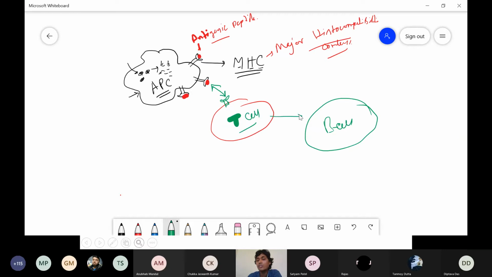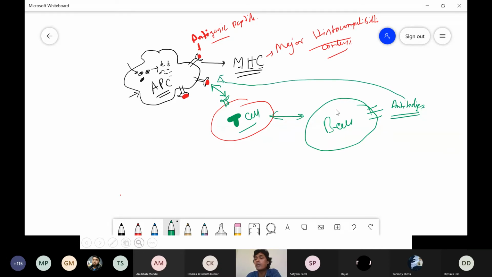One way, this T cell will give some signal to B cell to make antibody against this peptide. How? That is a very complex thing. I'm not going into those details, a little bit is present in the slide. And then this B cell will make a lot of antibodies. Those antibodies can bind to this peptide.